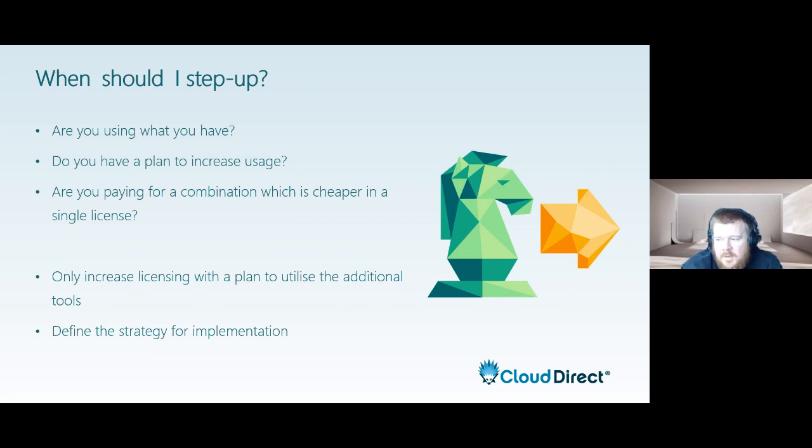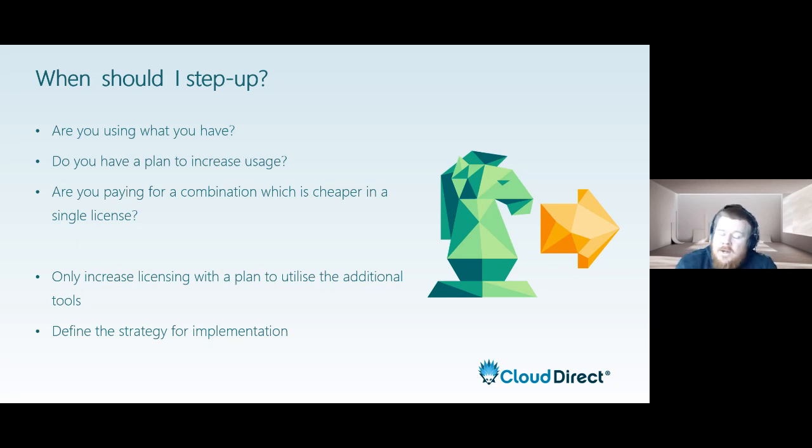Again, when we talk about stepping up licenses, it's a really tricky question. Obviously, from a Microsoft perspective, they would love everybody to be buying the top level license. They would love everybody to be utilizing everything within those licenses. Operationally, that's not always realistic. So the first question when somebody wants to step up a license is, are you already using what you have?